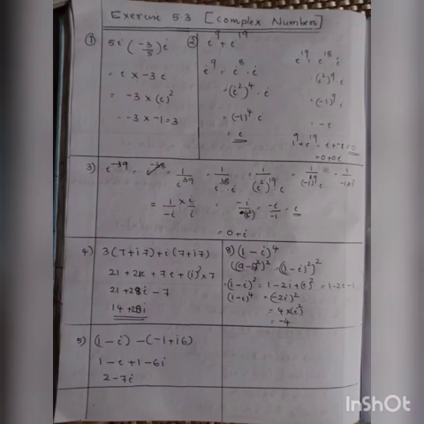We have started a new lesson, chapter 5, complex numbers. In the previous class we started the introduction: what is a complex number and how to represent it. Let us move to exercise 5.3, some questions. First question: 5i into negative 3 by 5 into i.